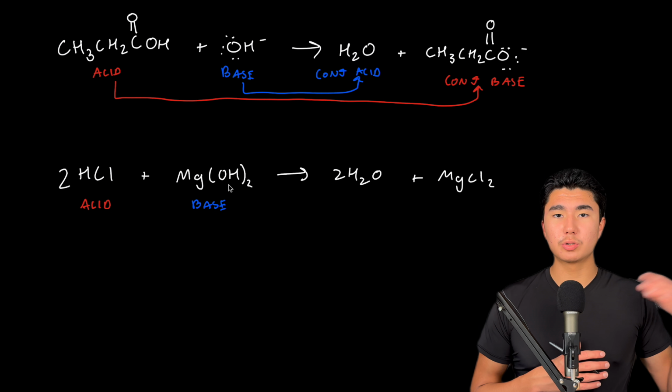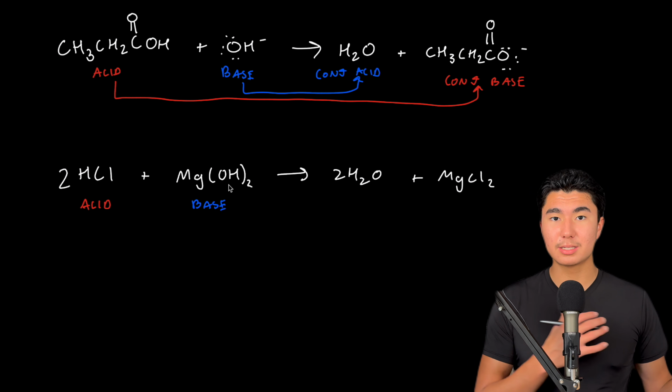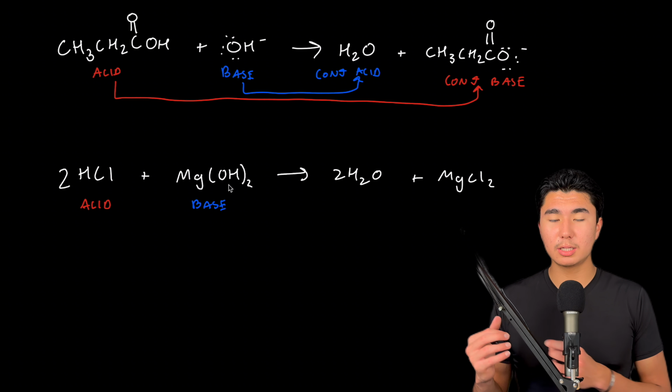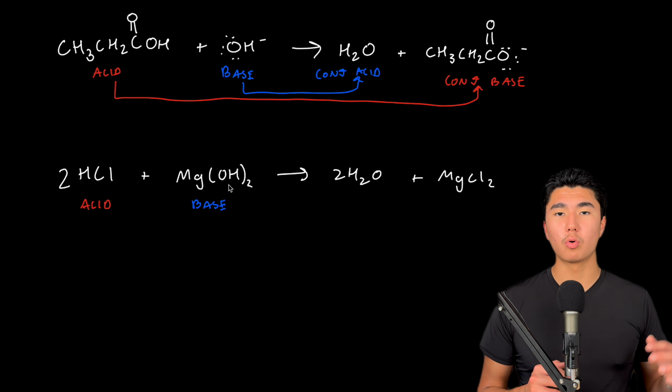And if you lose a hydroxide, then you pretty much are a base, because hydroxide is like the antithesis of a hydrogen. If you add hydroxide to a solution, you're making it more basic. If you add hydrogen to a solution, you're making it more acidic.